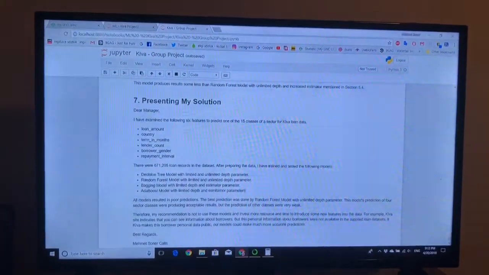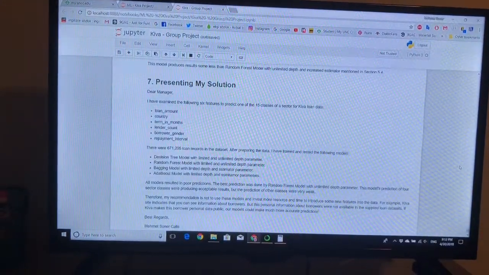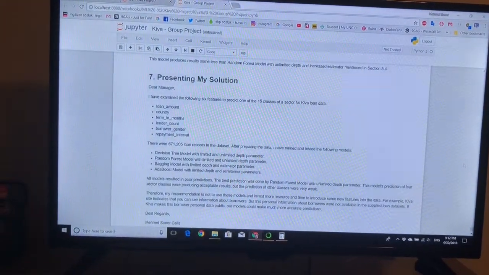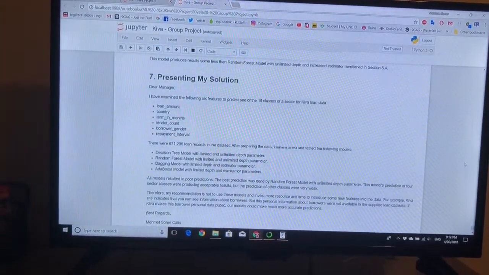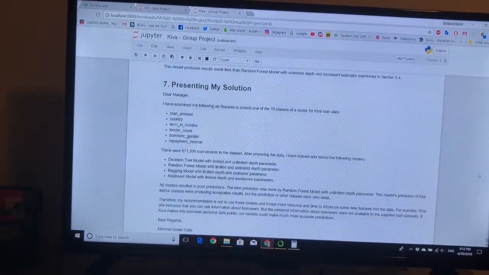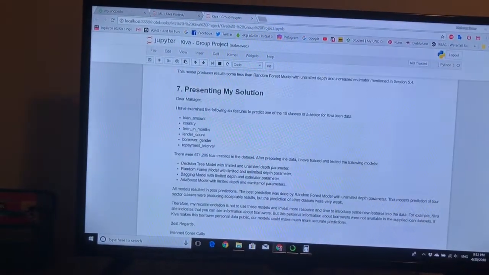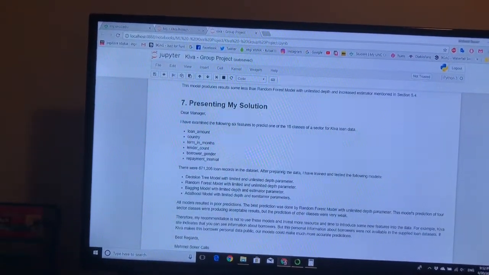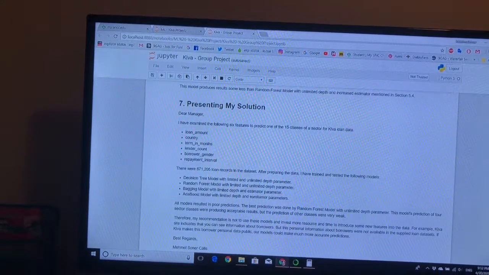In terms of my conclusion, you can see my solutions in the 7th chapter. Basically, all my models resulted in poor predictions. The best prediction was done by the random forest model with the unlimited depth parameter. This model's prediction of 4 sector classes produced acceptable results, but the prediction of other classes was very weak.